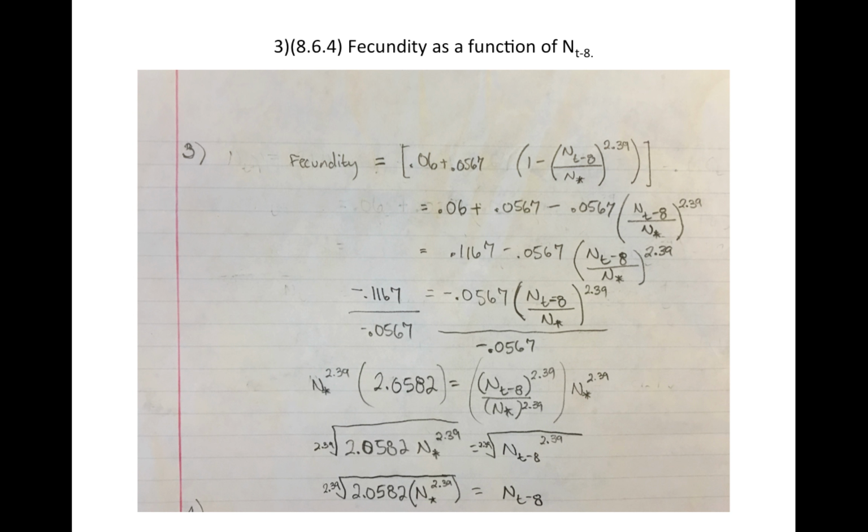For exercise 8.6.4, the fecundity was found, and this was done by taking the original fecundity provided, and then the n sub t minus 8 value was isolated. And then this is the work right here.